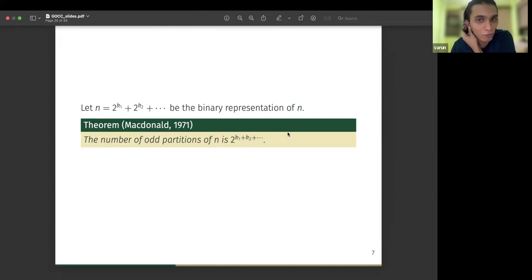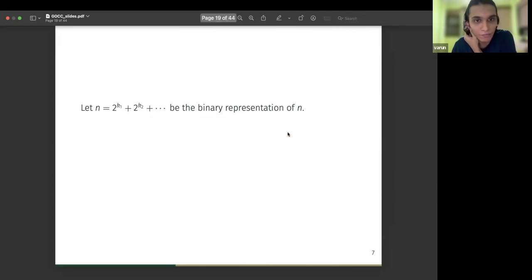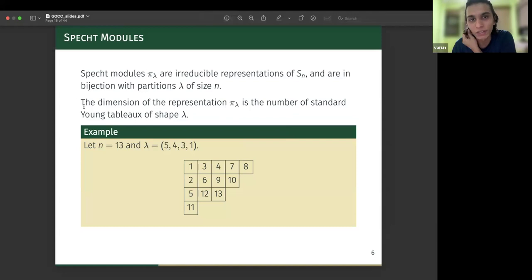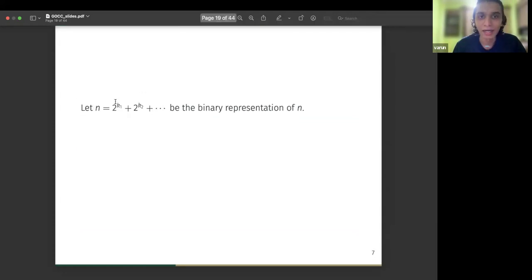How Macdonald proved this is, there is a classical formula for the dimension, and he asked when this formula evaluates to something odd, and that gave him a nice condition that the partition should satisfy. Then he used a very clever construction to count the number of partitions that satisfy that.